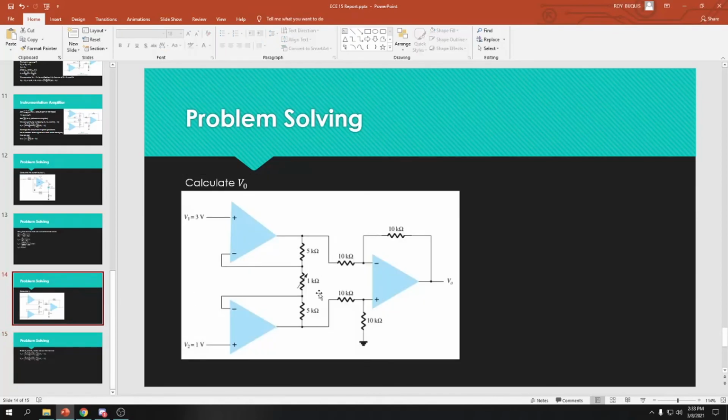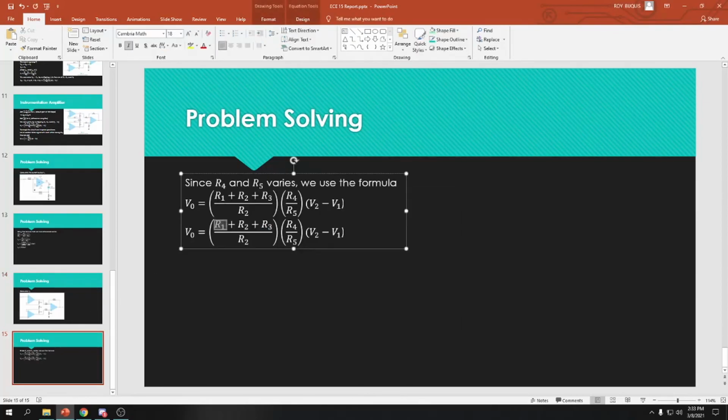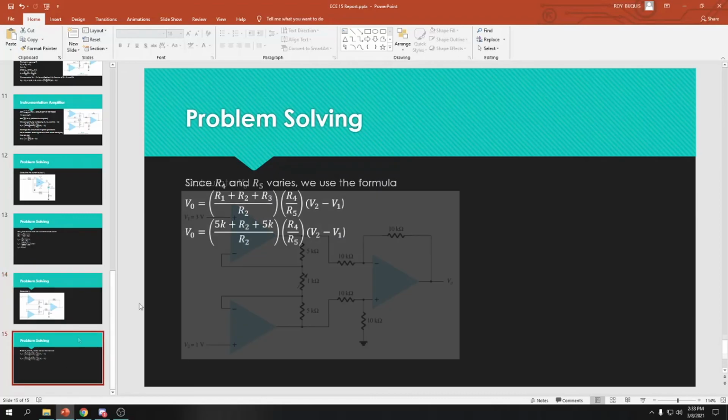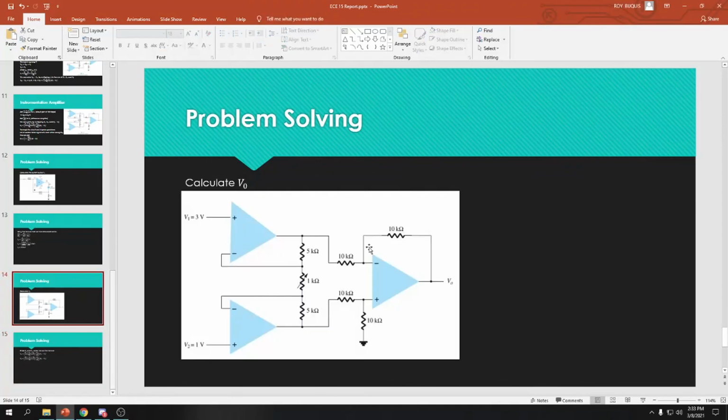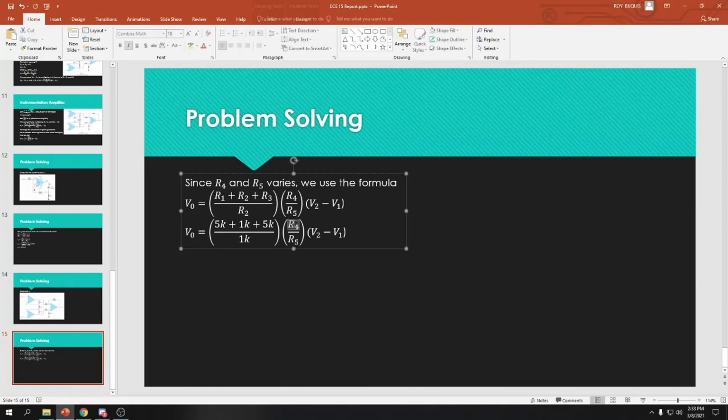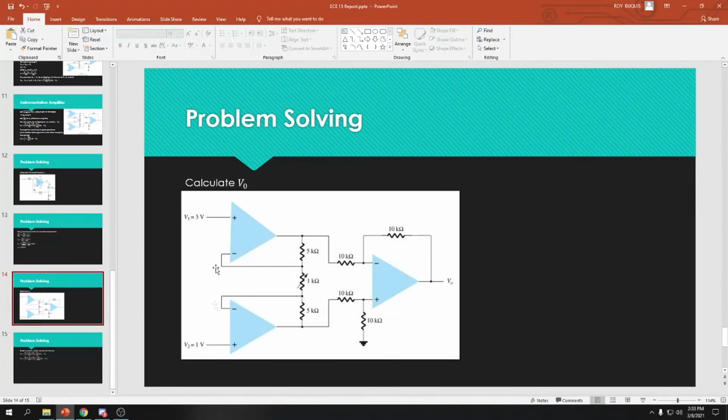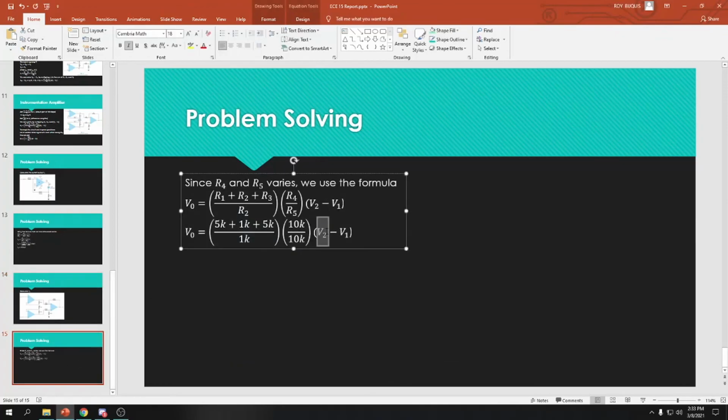We have R1 and R3, which are 5 kilo ohms. We have R2, 1 kilo ohm. And both R4 and R5 are 10 kilo ohms. And we have V2 as 1 volt and V1 3 volts, so 1 minus 3. So by calculating this equation, we can actually get VO is equal to negative 22 volts.